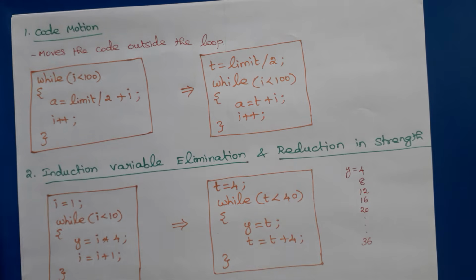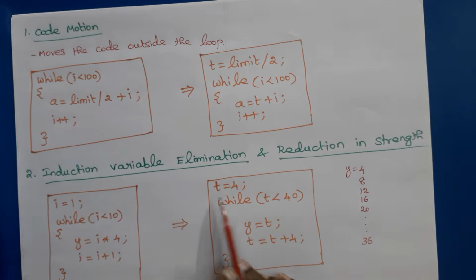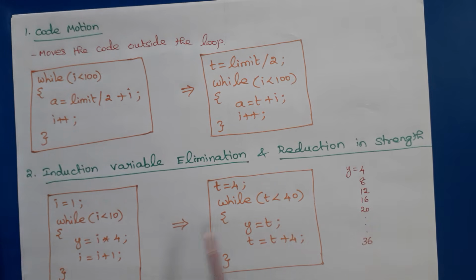Here I is checked less than 10 because I is incremented by 1, but t will be incremented by 4 every time. So we need to check t less than 40. Inside the loop, the t value is assigned to y, and each time t will be incremented by 4. So here I is 1, t is initialized with 4, and I less than 10 is checked here. Here t less than 40 should be checked, and every time the t value should be assigned to y and it should be incremented by 4. So multiplication is replaced by addition, and also the induction variable is eliminated.